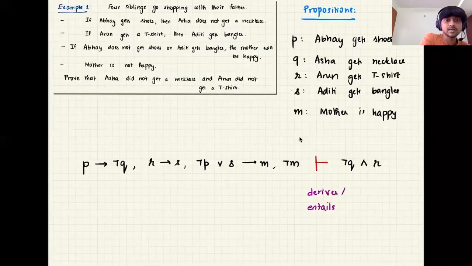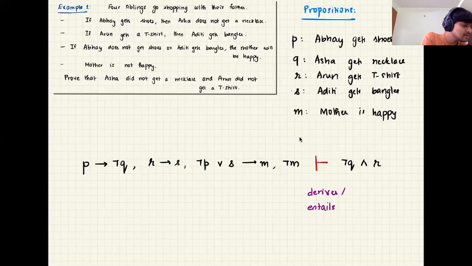So let's start with the example that we did last time, the logic puzzle where four siblings go shopping with their father, and prove that this holds. Now, you remember, in order to show this, we made use of some logical language, and we defined a proposition P to be that Abhay gets shoes, Q to be something, R to be something, and so on.